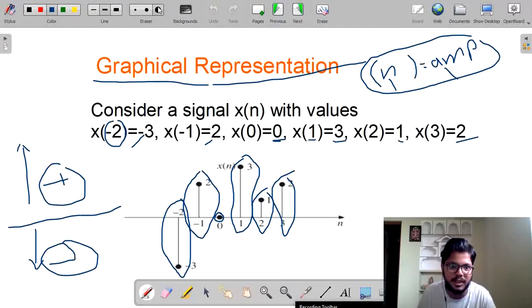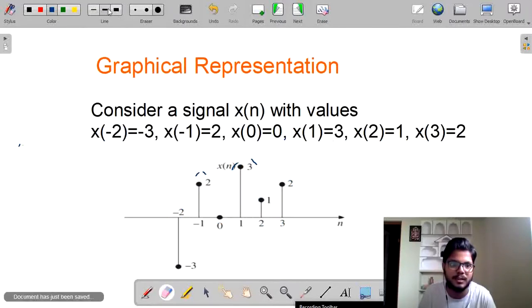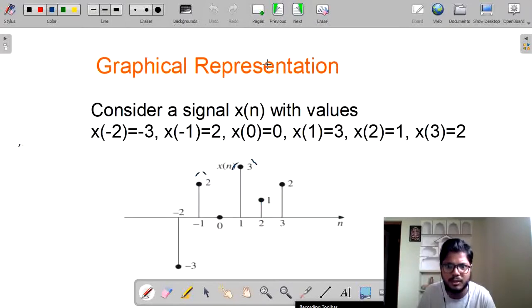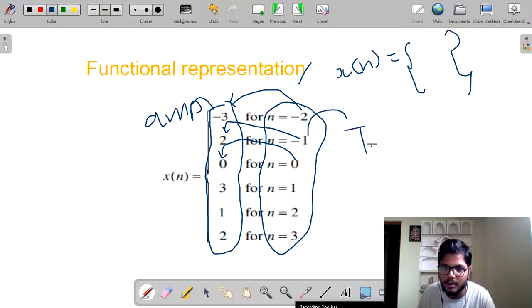Now see carefully. At -2 we have amplitude -3, the same as represented here. At -1 we have 2. In such a manner every signal should be written. But listen carefully: we need to mention our amplitudes here, and here we need to mention our time instants.